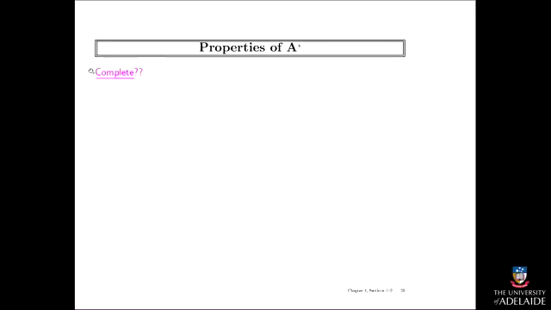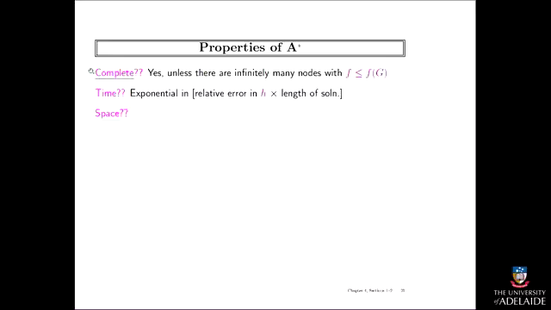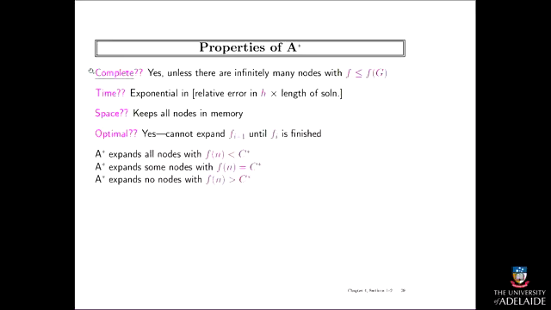Okay, so is A star complete? Yes, unless there are infinitely many nodes with f less than f of g. It's still exponential, but it's a much better exponential than before. It's still complex in terms of the amount that it keeps in memory, but yes, it's optimal.